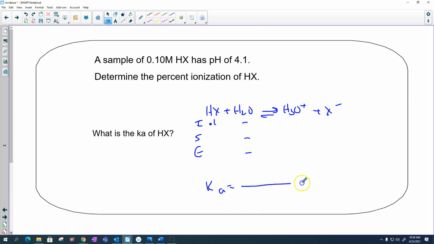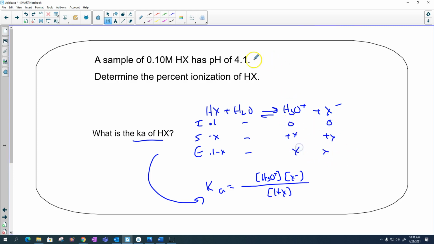This would be Ka equals the concentration of H3O plus times the concentration of X negative, over the concentration of HX. Keep in mind, if I want to know Ka, I need to fill out this table. So, minus X, 0.1 minus X, plus X, plus X, X, and X. And there was none to begin with. It says here that the pH is 4.1. That is the level of H plus ions at equilibrium. So 10 to the negative 4.1, second log of negative 4.1, equals 7.9 e to the negative fifth.